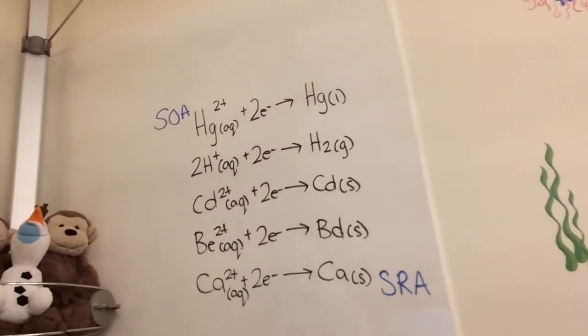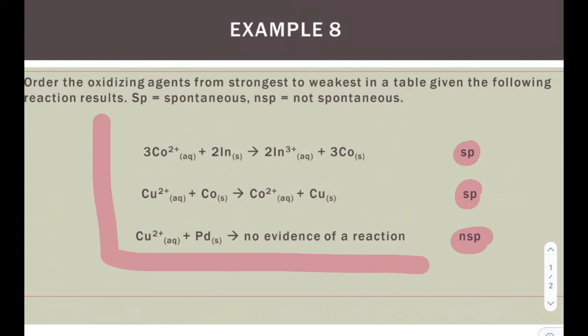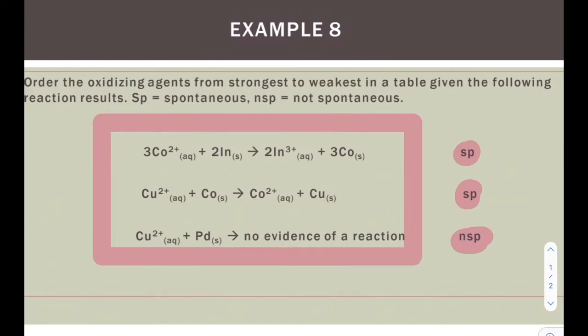So let's go ahead and do one more example. Similar to example 7, here we've got a couple of spontaneous reactions and non-spontaneous reactions. So why don't you guys work on this one, and then I'll check back with you in a few minutes to see if you got the correct answer.